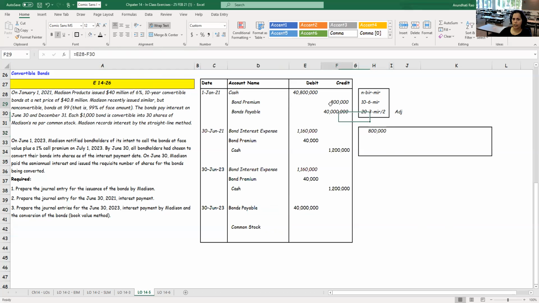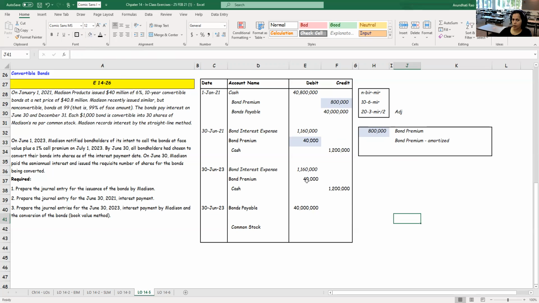So what I have over here now is a small calculation. This calculation relates to this bond premium. I have bond premium of $800,000. This was the entire bond premium that I had. I was amortizing it at the rate of $40,000 each time I paid interest. Now the question is, by June 30th, 2023, how many times have I paid interest? I need to know how much has been amortized. I need the bond premium that's amortized.